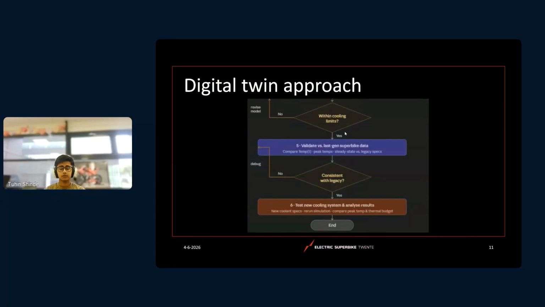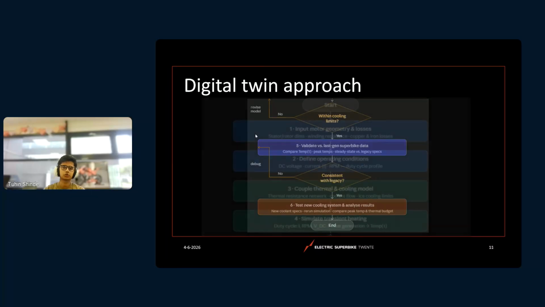However, if these are acceptable limits, then we start validating it with the data we have from our last generation superbike. And then we compare the electromotor temperature and the simulated temperature. If it is consistent, then we start integrating a new cooling system in MotorCAD itself and analyze the results. If not, then we again have to go back and check the motor geometry.